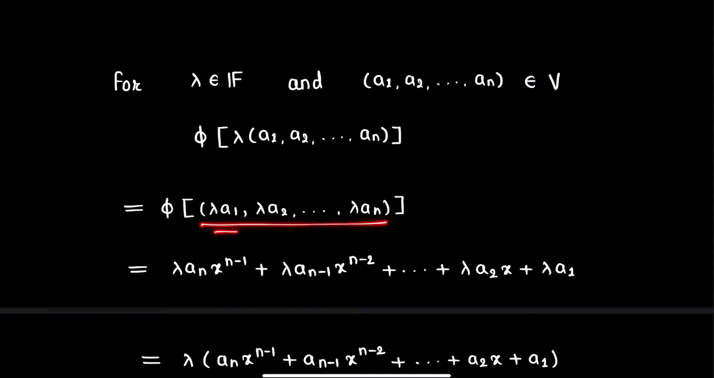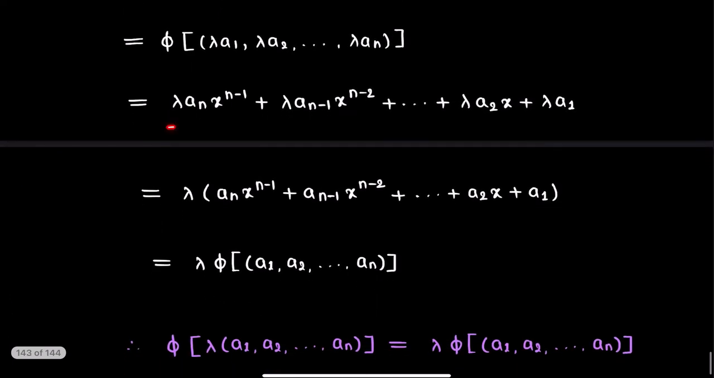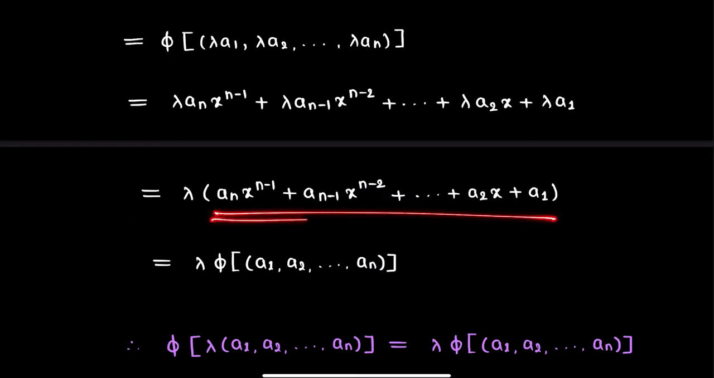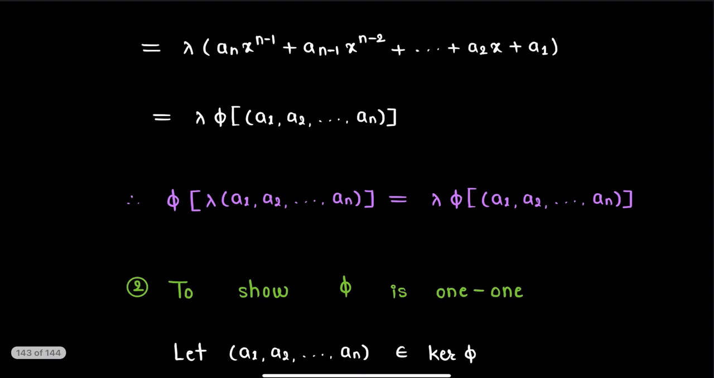Now image of this ordered n tuple under phi will be this polynomial, that is lambda an x to the power n minus 1 plus lambda an minus 1 x to the power n minus 2 plus and so on plus lambda a2 x plus lambda a1. Now for this polynomial we can take lambda common since each term is multiplied with lambda. So taking lambda common we get this thing. Now this polynomial is image of the ordered n tuple (a1, a2, up to an) under phi. So we get finally phi of lambda times (a1, a2, up to an) is equal to lambda times phi of (a1, a2, up to an).